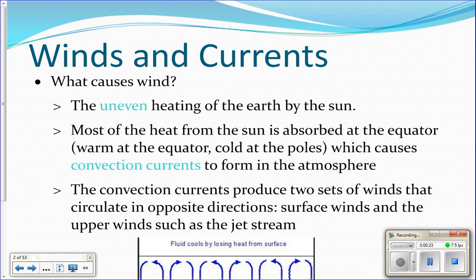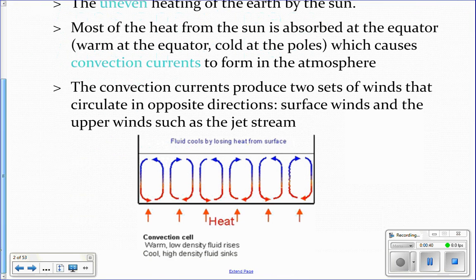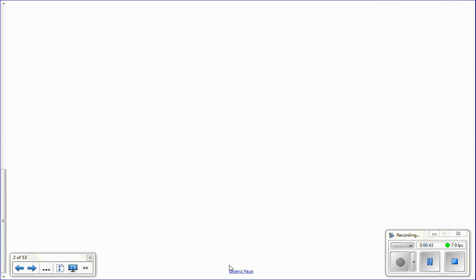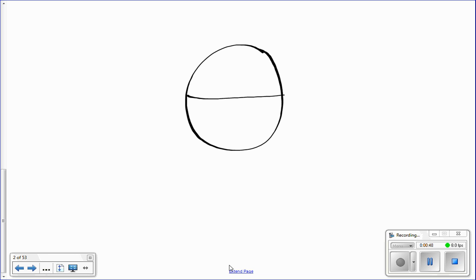The sun heats the Earth's atmosphere and the Earth itself unevenly, and as it heats the Earth unevenly, it creates these winds. Basically, at the equator, most of the sun's heat is absorbed. Let's draw a picture. You've got your Earth, and here's the equator, and you've got your sun over here, sending rays of energy over to the Earth. Most of that heat is going to be absorbed here at the equator.